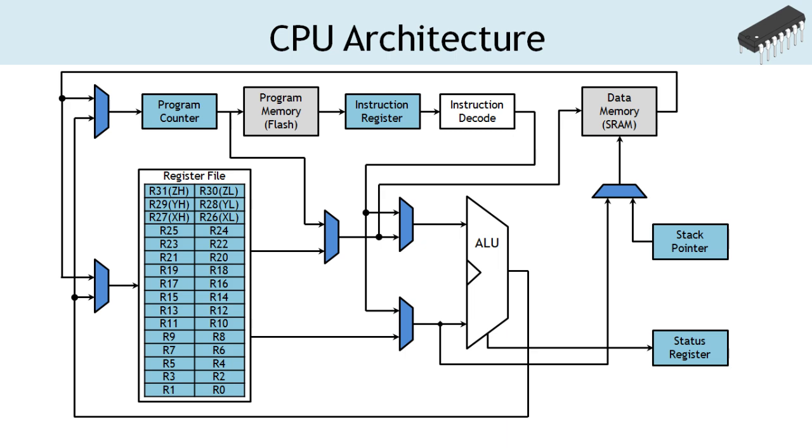Data memory, that is the SRAM on the microcontroller, holds the data during program execution. Logically, the SRAM is divided into heap and stack. The stack pointer holds the address location of the top of the stack.